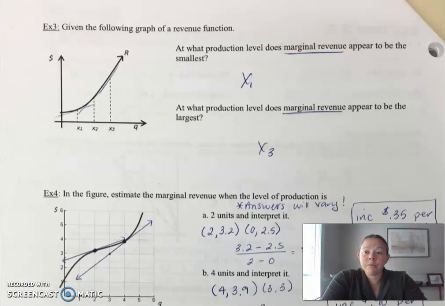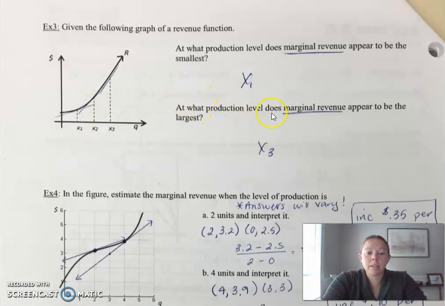Marginal revenue. So remember, that's the derivative. That's the slope of the tangent line. So where is the slope of the tangent line look to be the smallest? So if you look at the tangent line here, it's pretty flat. And then it's only getting steeper. So x sub 1, that's going to be your smallest marginal revenue.